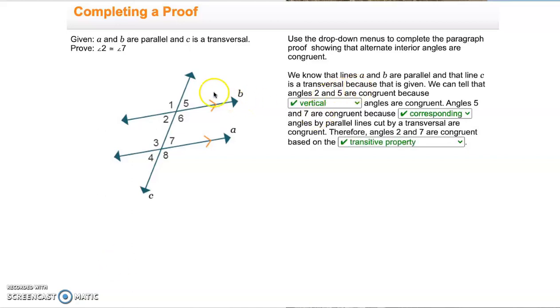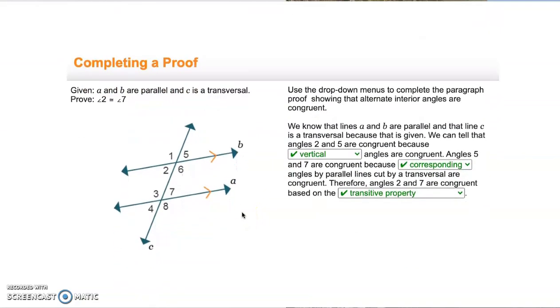Here's another one where it walks you through getting 2 and 7 equal. 2 and 5 are vertical angles, so we know vertical angles are congruent. 5 and 7 are congruent because they are corresponding angles. They're on the same side of the parallel lines and the same side of the transversal. And then we can say 2 and 7 are congruent by the transitive property. Hopefully that helps you. If you have questions, make sure you ask. Know your terms because they're used a lot in this unit.